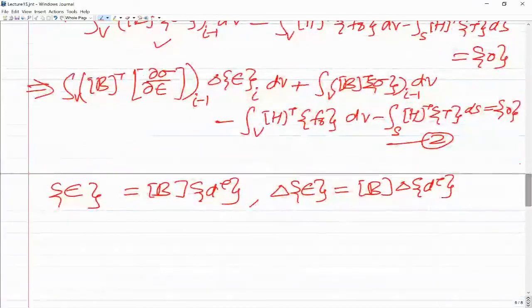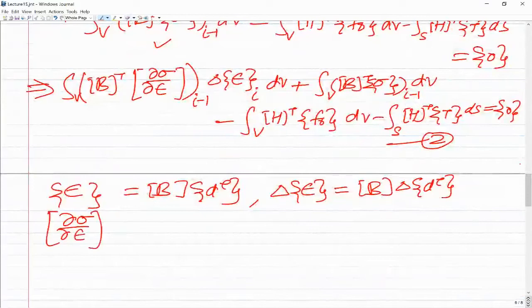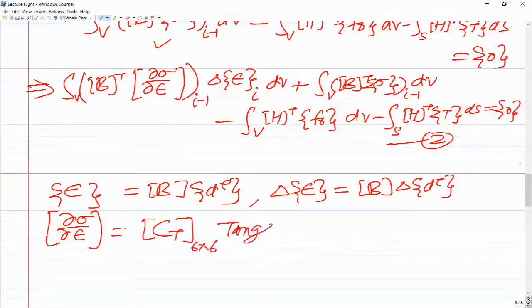And let us also say that this del sigma by del epsilon, which is a 6 by 6 matrix, is written as the tangent constitutive matrix, CT, which is a 6 by 6 matrix. This is known as the tangent constitutive matrix.